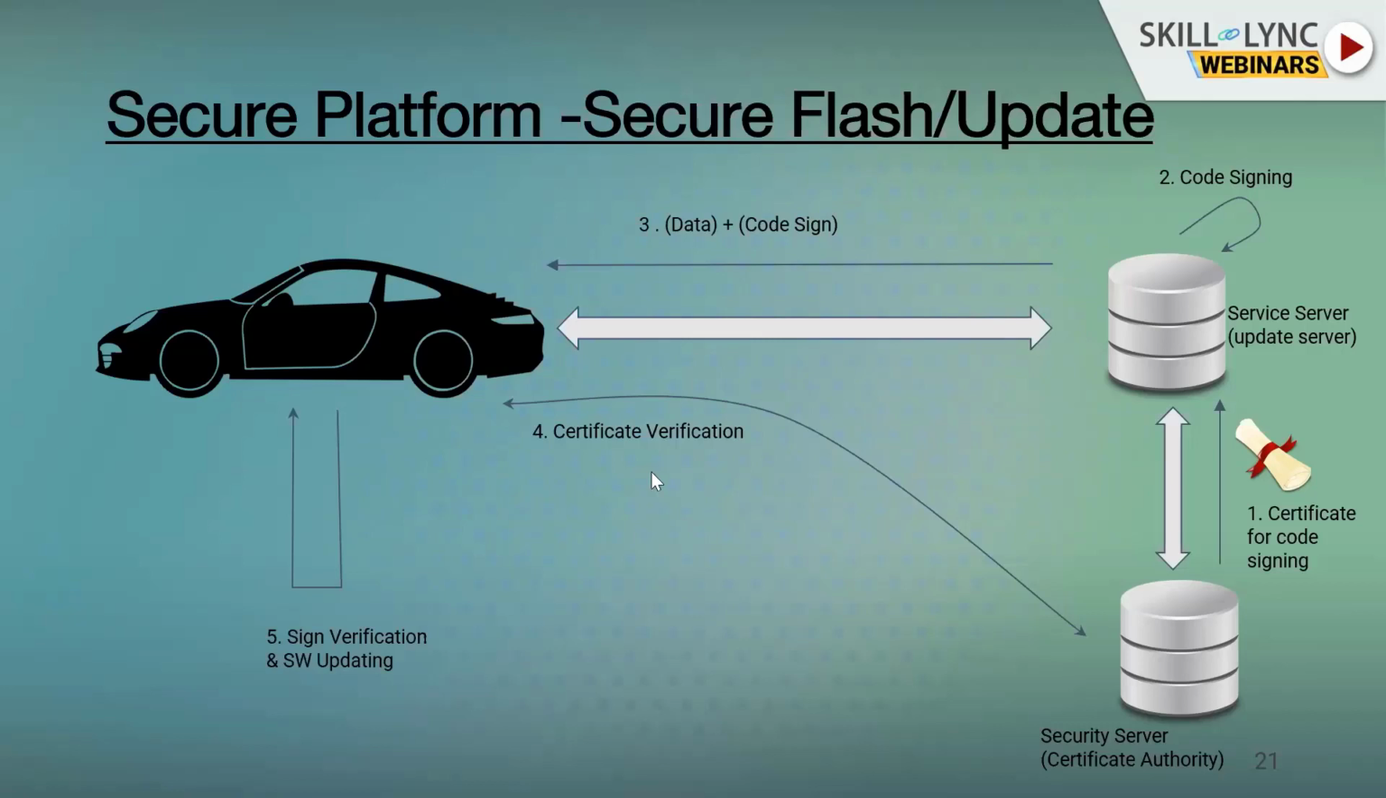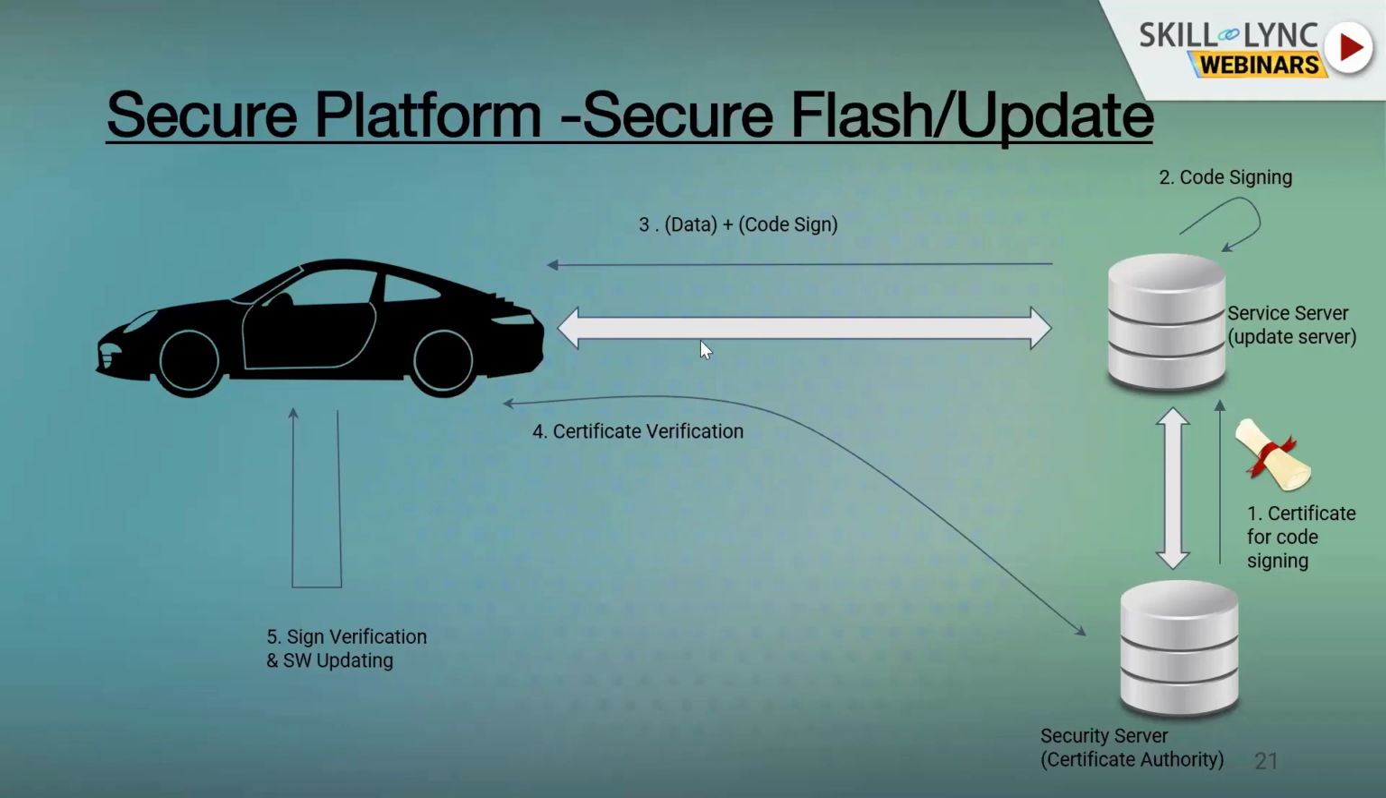So all those things are very complex. But in a very simple way, we just need to understand that the data, which is your binaries, is sent with a code sign, and this code sign needs to be verified inside the vehicle. Once this code sign is verified, then only the data which is being received, whether it is encrypted or in plain text format, is used. Generally, encrypted data is sent, so it needs to be decrypted and then flashed. This is how it works.